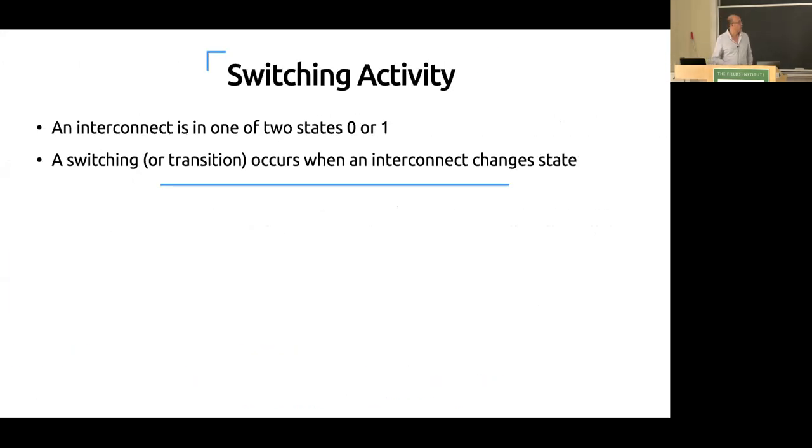An interconnect is in one of two states. A wire is in one of two states: either it carries a 0 or a 1. And a switching, or a transition, occurs when the wire or interconnect changes state.